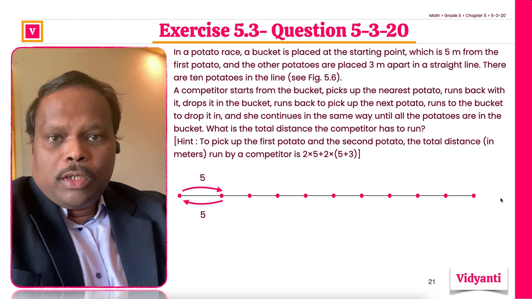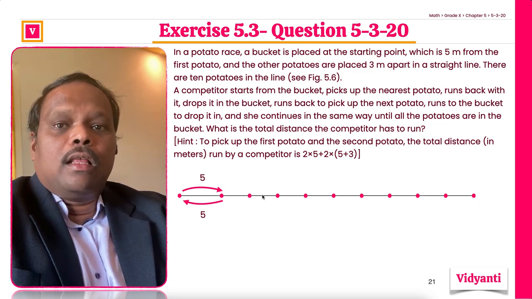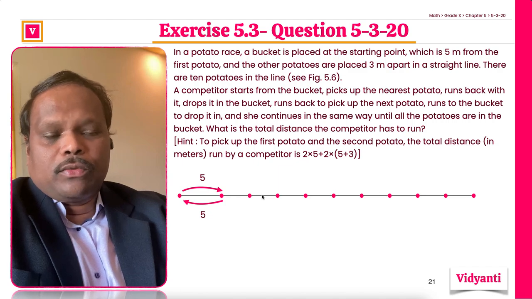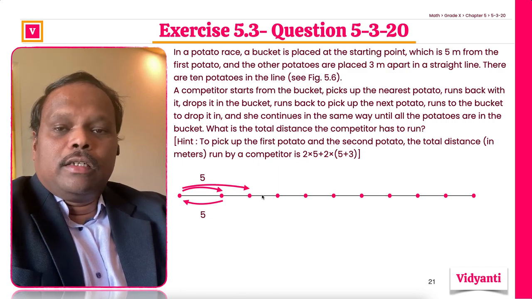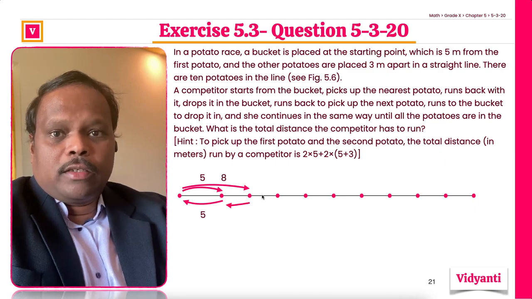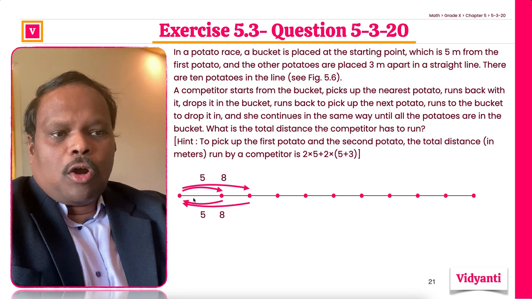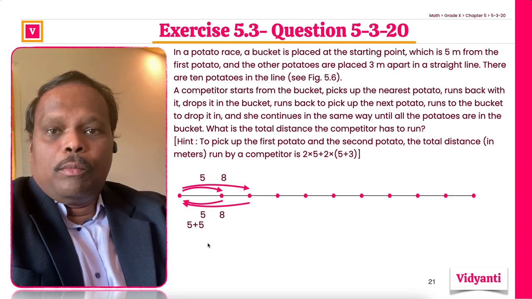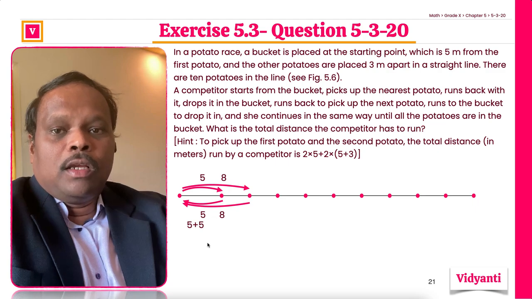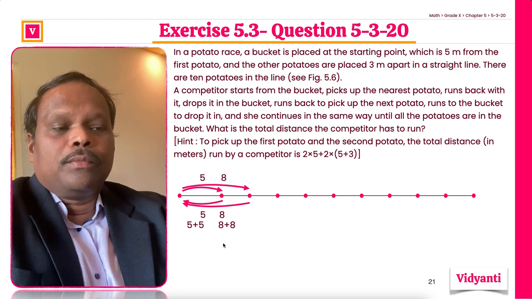There are altogether 10 potatoes. Each subsequent potato is placed 3 meters from the previous one. So when he collects the next potato, that would be 5 plus 3, that would be 8 meters. Obviously, he has to return back and he has to run 8 meters again. So in order to collect the first potato, he has to run 5 plus 5 in both directions. In order to collect the second potato, he has to run 8 plus 8 in both directions.